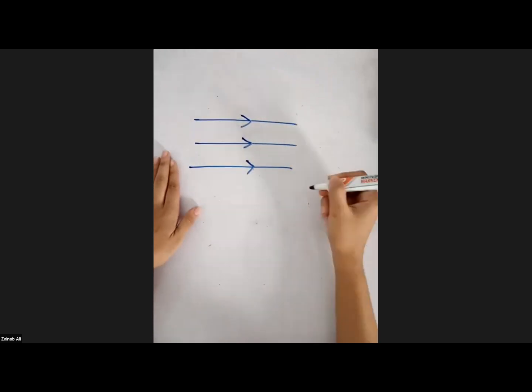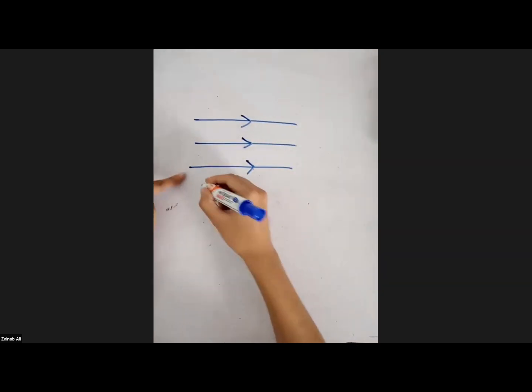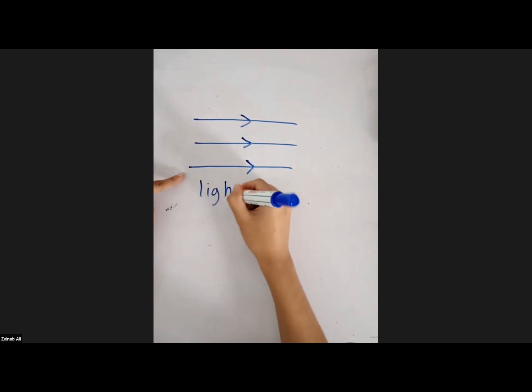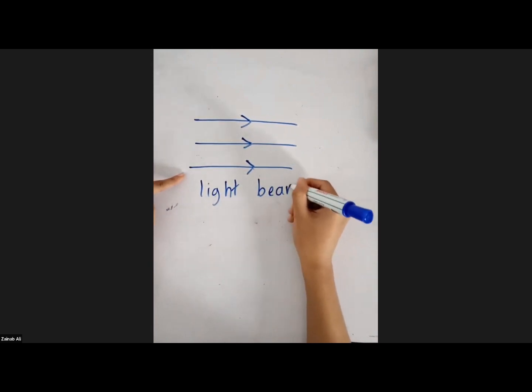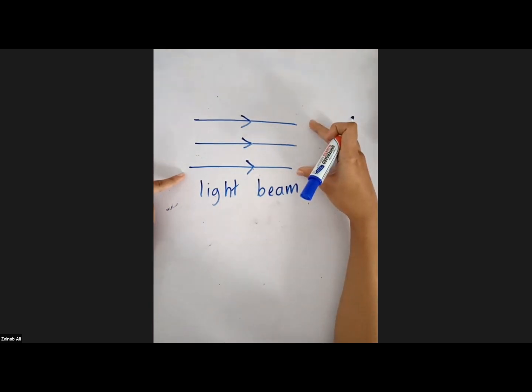What is a light beam? A light beam means a collection of light rays. You call it a light beam.